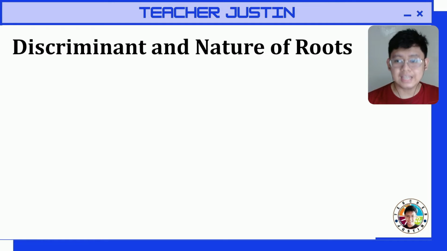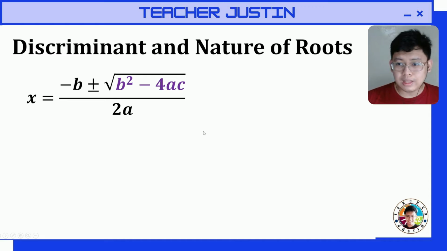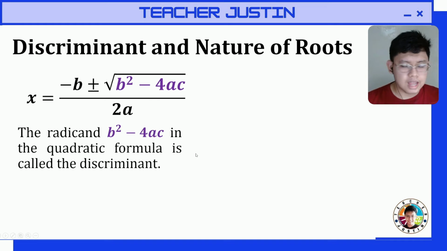Our quadratic equation is x is equal to negative b plus or minus the square root of b squared minus 4ac all over 2a. Now, yung radicand na b squared minus 4ac, that is what we call the discriminant. Okay, ano nga ba yung discriminant?